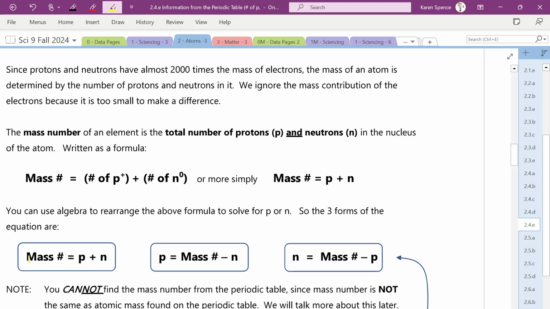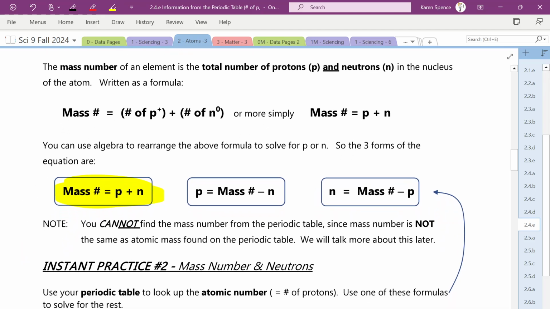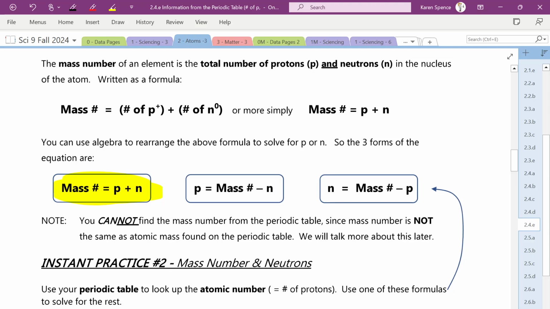Mass number. Mass number is protons plus neutrons. You can rearrange that formula two different ways. If you have the mass number and the number of neutrons, you can find the number of protons. If you have the mass number and the number of protons, you can find the number of neutrons.